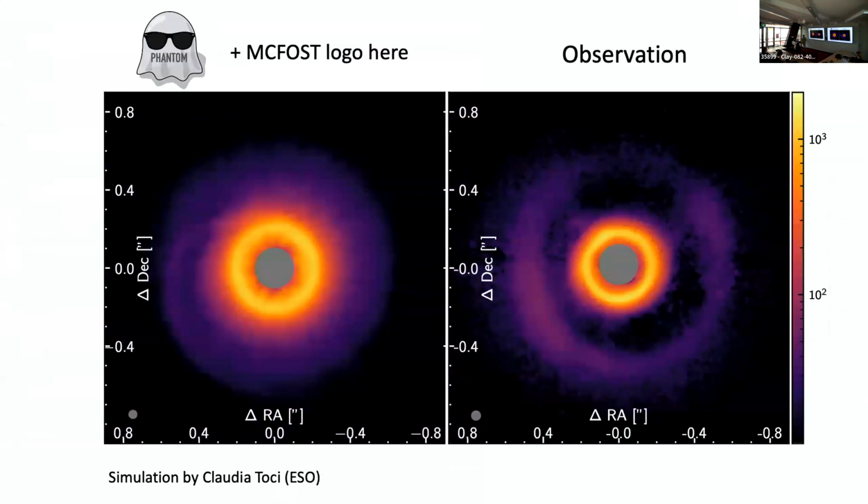So we're at a Phantom workshop, so let's talk about Phantom models. This one here was made by Claudia, who is giving a talk tomorrow, Friday. And in this model, we have 2 planets actually. There is one in here, which has been blocked, and there is also another at about 37 AU, which is what we expected based off the observations.